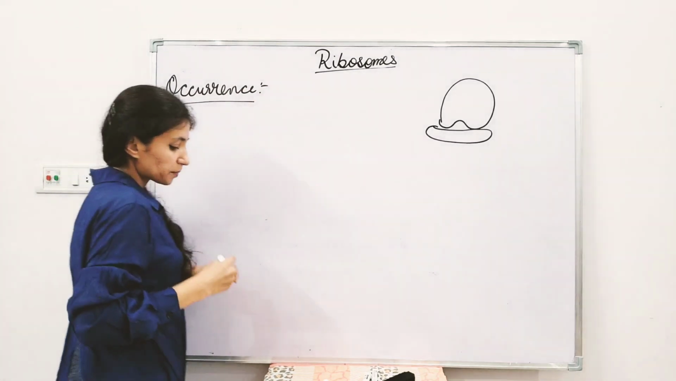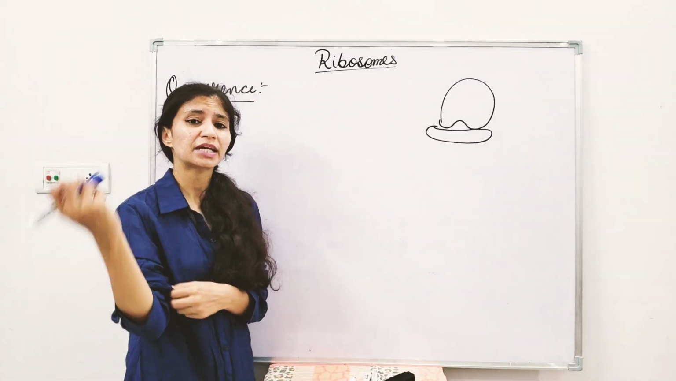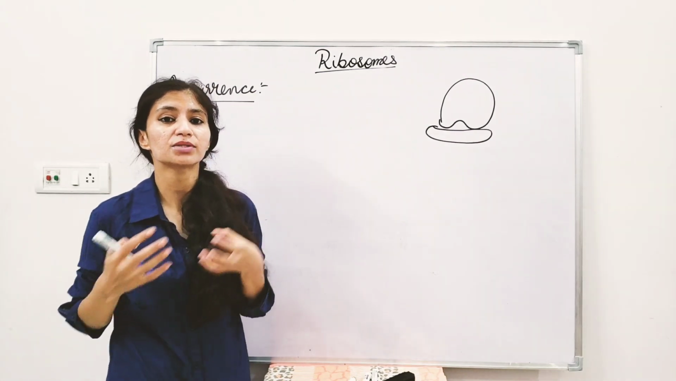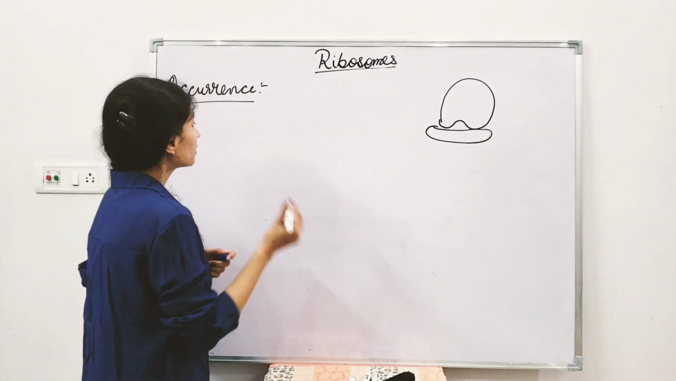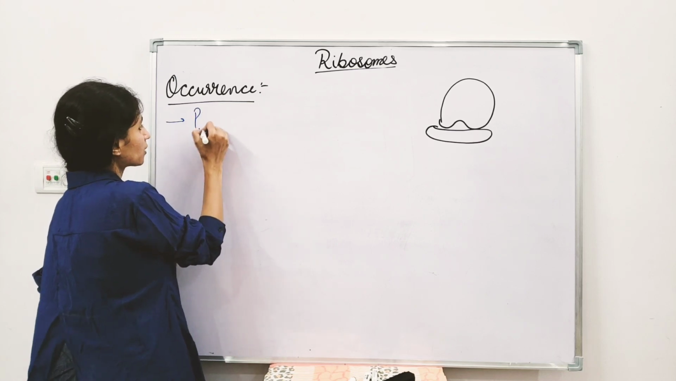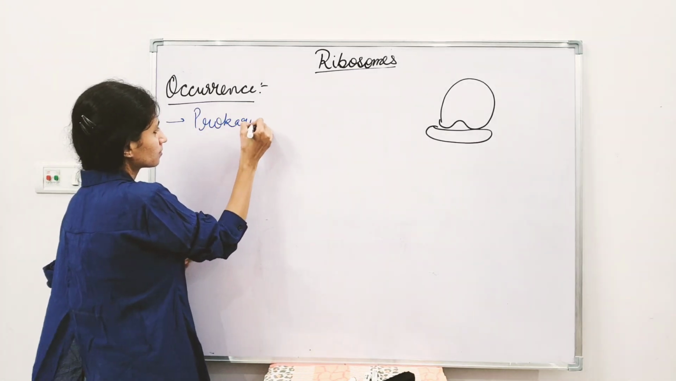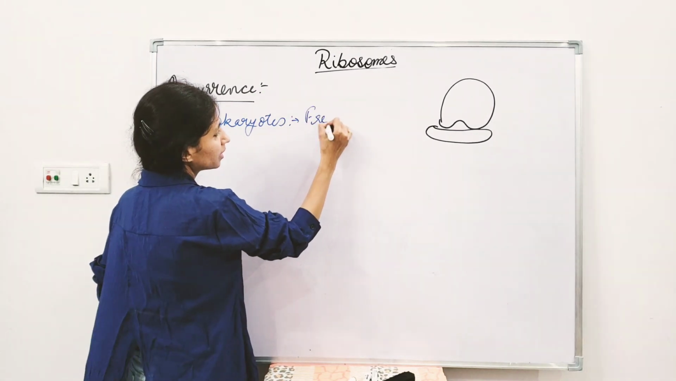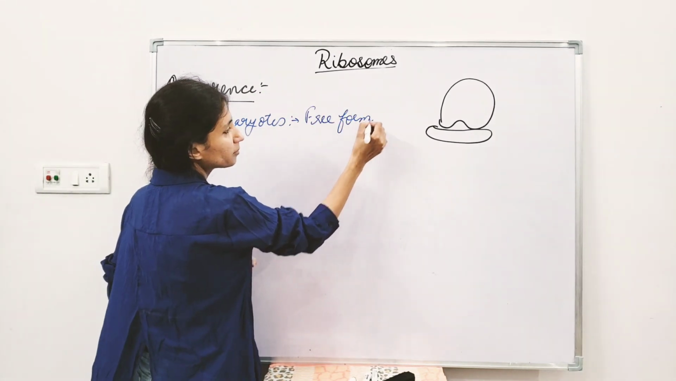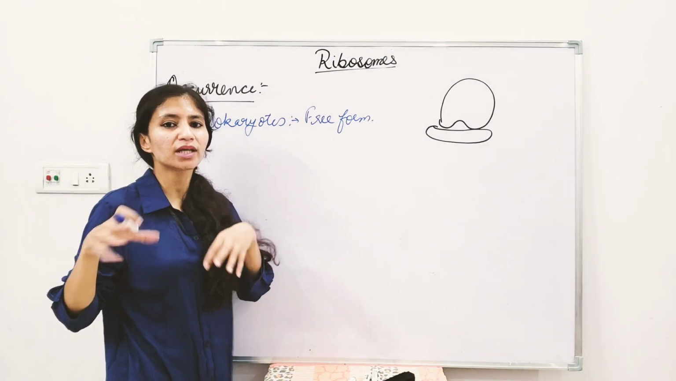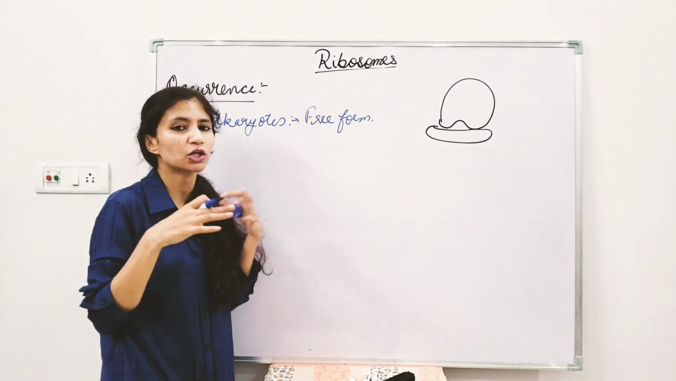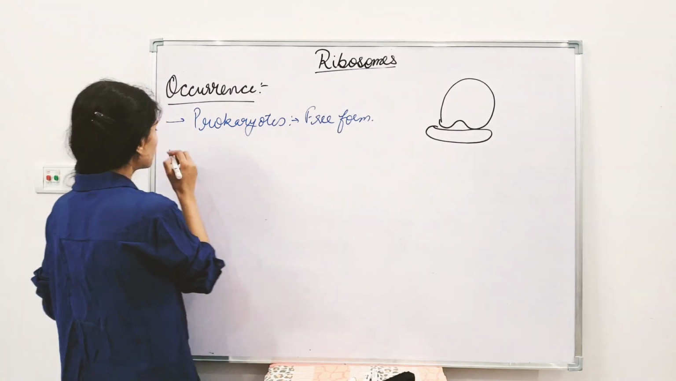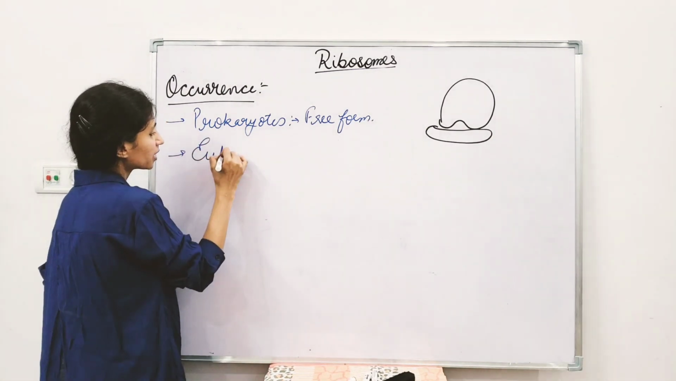Okay, so basically ribosomes are the site of protein synthesis, and we know that ribosomes are found in both prokaryotes and eukaryotes. But if we just talk about prokaryotes, you will find them in free form. Free form means you will find them floating in the cytoplasm here and there, which means they are not attached to anything. In the prokaryotes, they are only found in the free form.